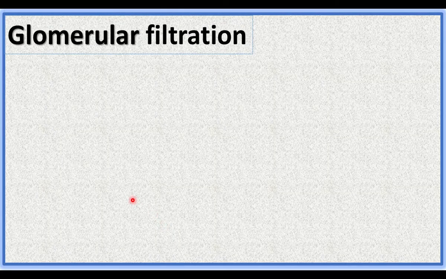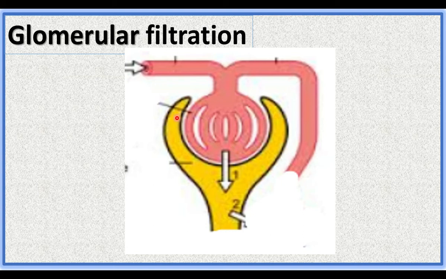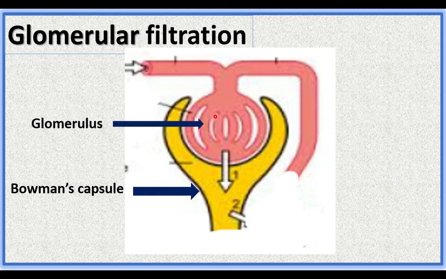Now let us see the glomerular filtration. This is the first step of urine formation. What is filtered? Waste materials are filtered. From where are waste materials filtered? Waste materials are filtered from blood. This is Bowman's capsule. It is a double wall cup-like structure. This is inner wall. The inner wall has holes through which filtration takes place, and this is glomerulus.